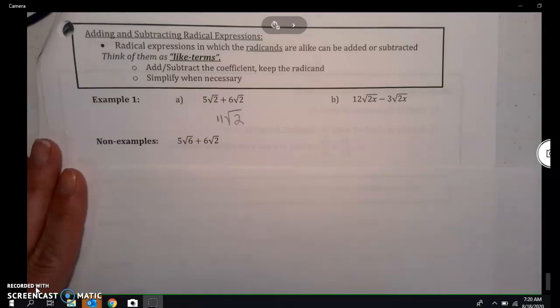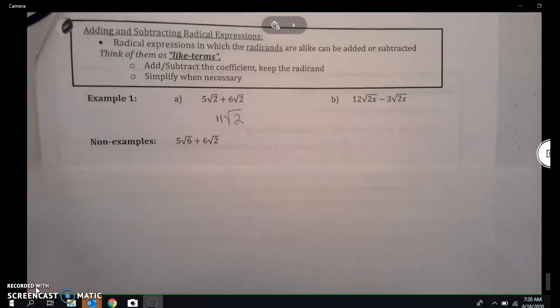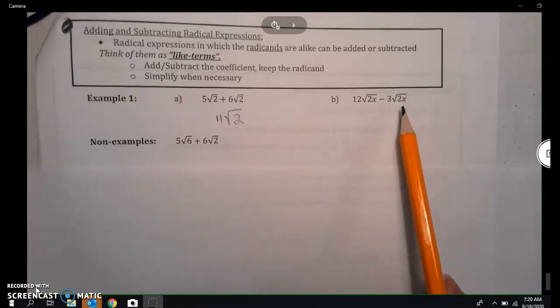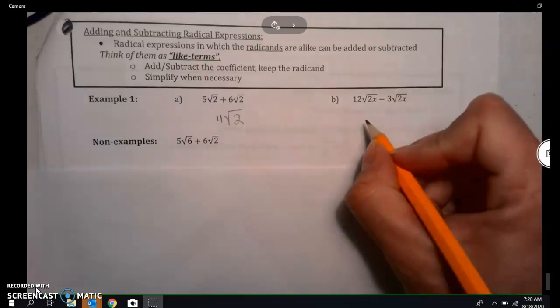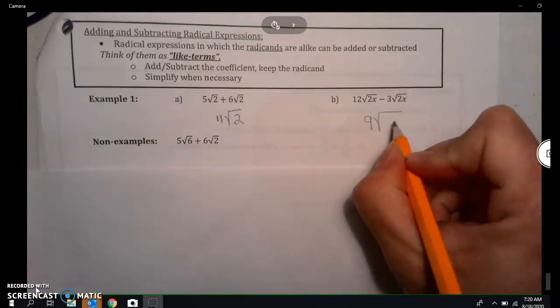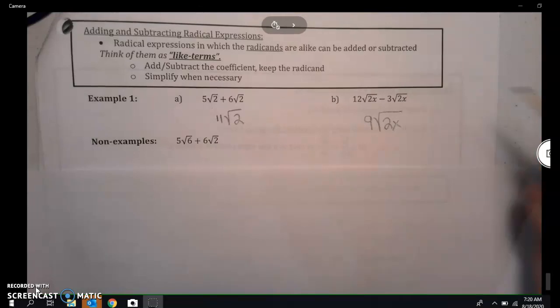Now, of course, they're going to get a little bit more complicated, but these are the beginning ones. Now, this one right here, you can see the radicands are the same, so we just subtract the coefficients. 12 minus 3 is 9, so you have 9 rad 2x. And again, that cannot be simplified.